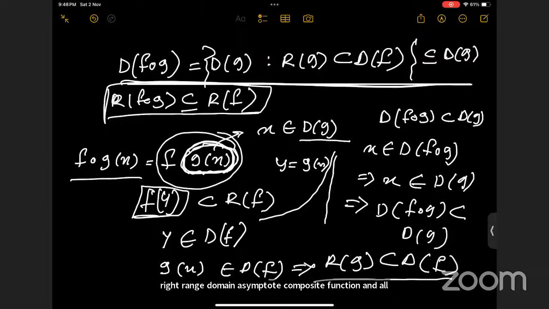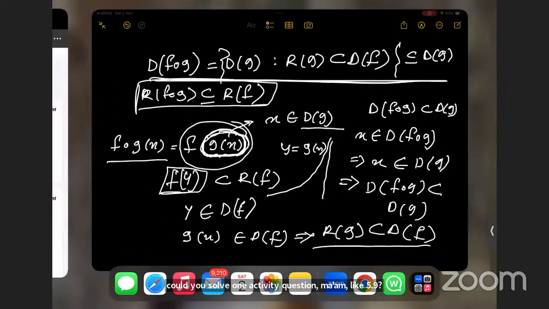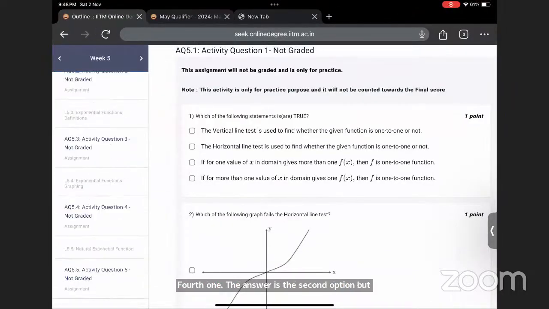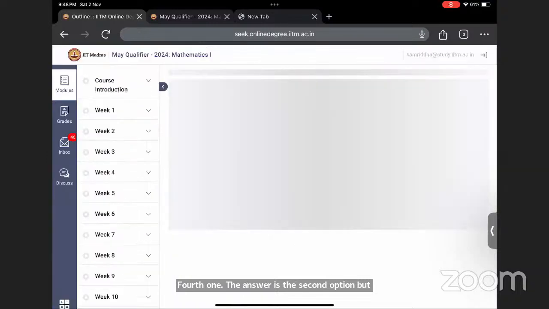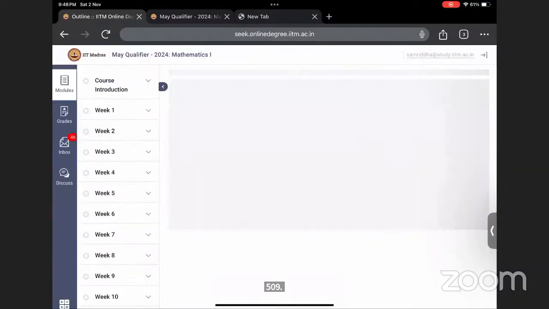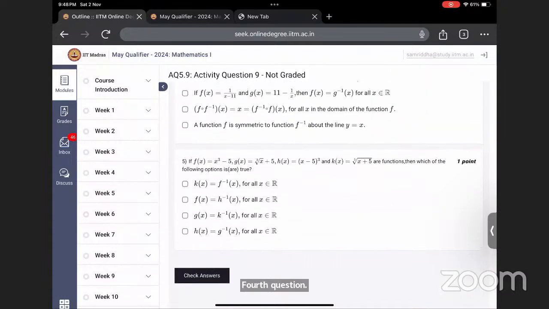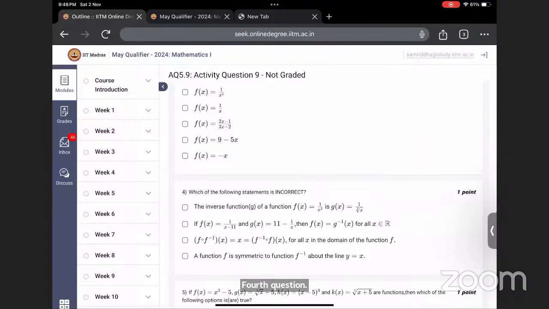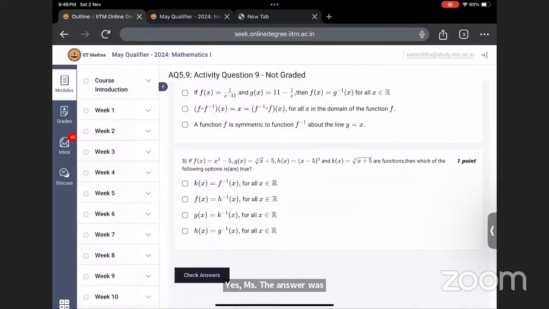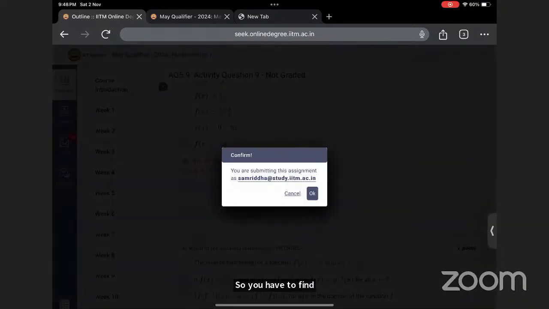Okay. So do you have any other doubt? Ma'am, could you solve one activity question, like 5.9, fourth one? The answer is the second option, but it is asking for the incorrect option. 5.9, fourth question. Okay, this one.